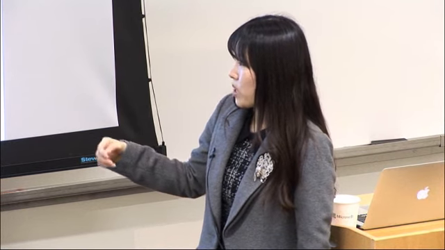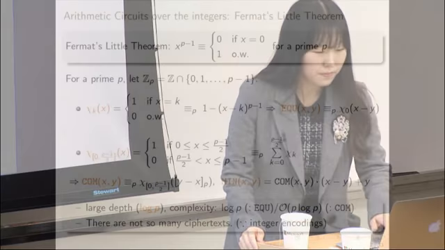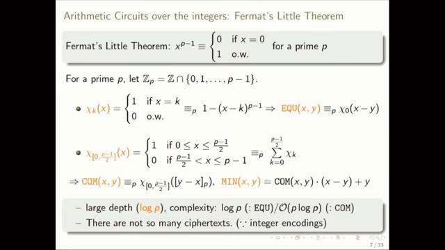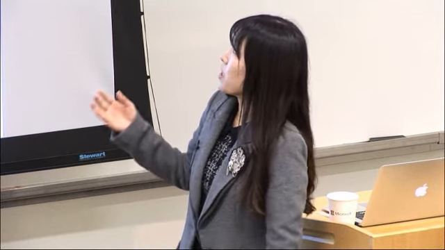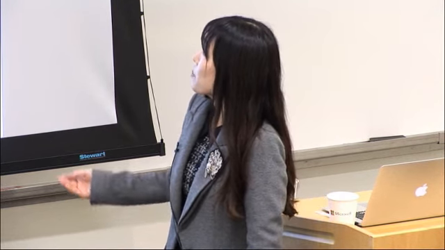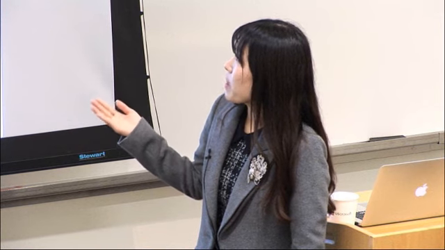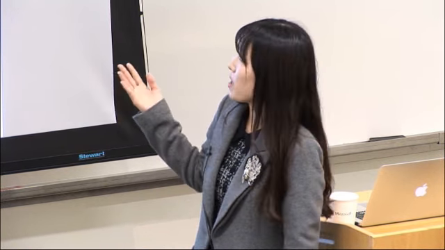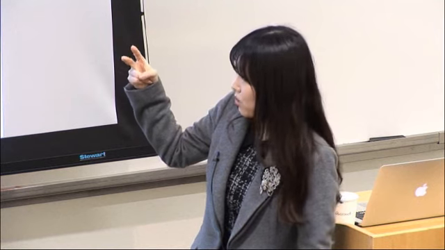But however, there are still many ciphertexts because for equality and comparison circuit, we use the bitwise encoding, and each bit is considered as an element of large message space. On the other hand, we can revise the circuits using Fermat's Little theorem. Let's recall Fermat's Little theorem. For a prime p, x to the p minus 1 is 0 if and only if x is 0. So we can consider two important functions.